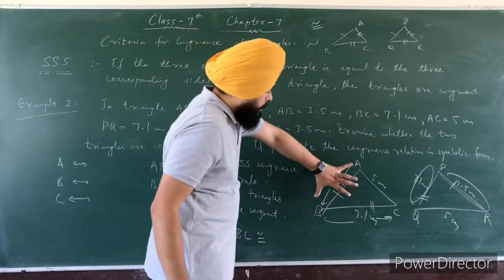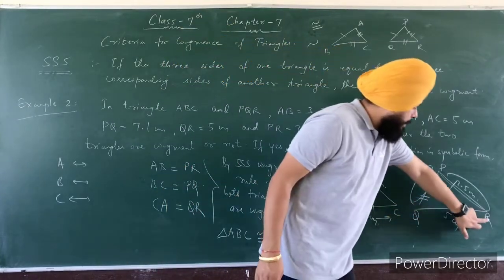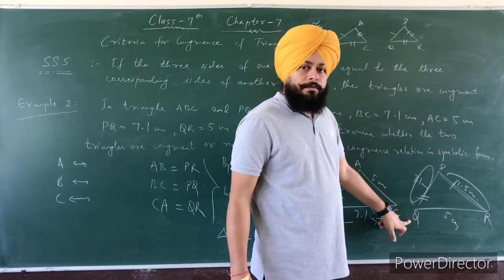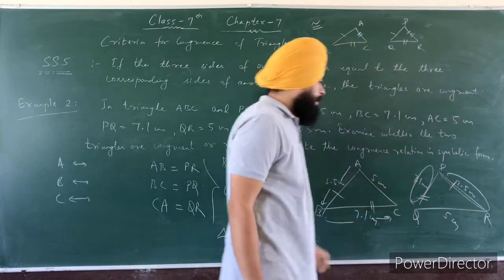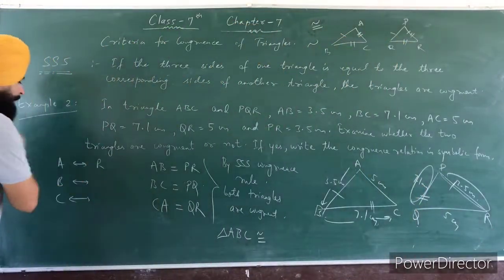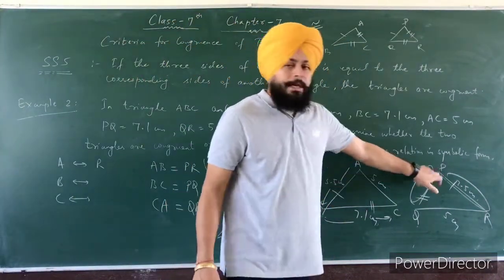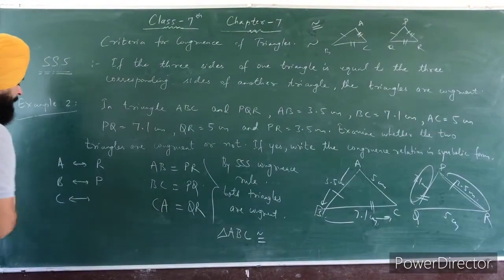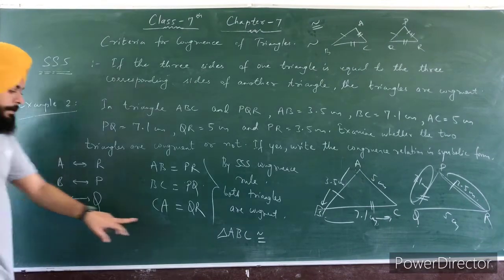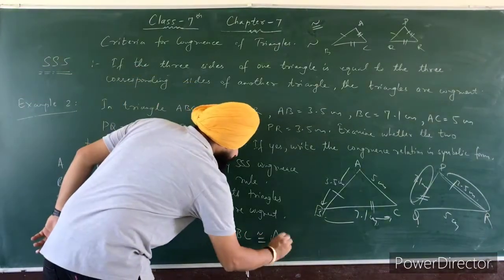It means first we have taken this side AB and second BC. So in this triangle first we have taken this one R, RP, then PQ. First we will write RP then PQ. So A related to R. So right here A corresponds to R. Next, B corresponds to which one? B corresponds to P. And C corresponds to the last one which is Q. So triangle ABC congruent to triangle RPQ.